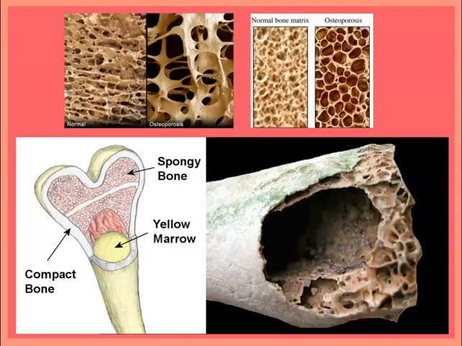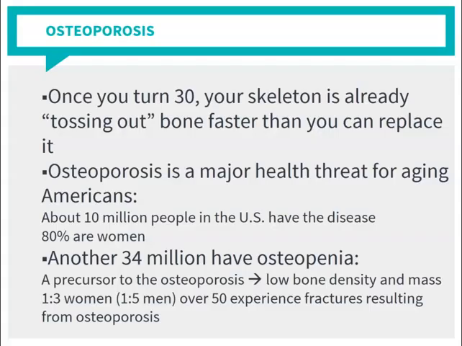So here's a picture of some bones, the normal one and the osteoporotic one. Normal bone matrix, and the osteoporotic one has many more gaps and holes that could allow for it to be broken. So once we turn around 30, and this is kind of a general number, our skeleton is outpacing or tossing out the bone faster than we can replace it. So remember, osteoclast is the removing of the old bone and tissue. Osteoblast is building the new bone and tissue.